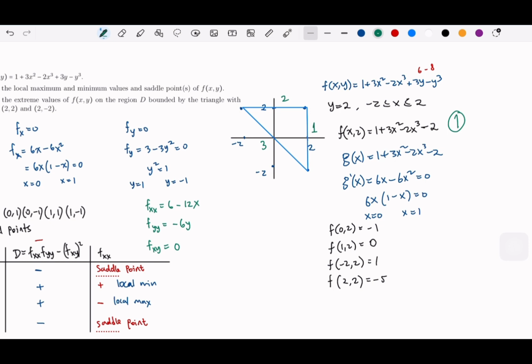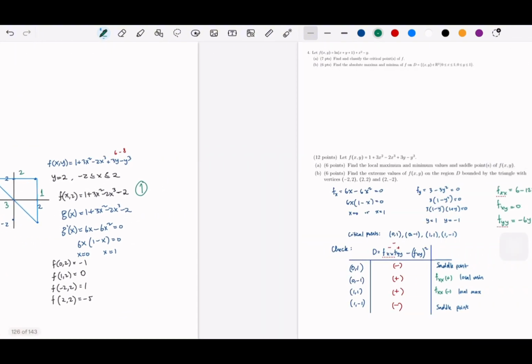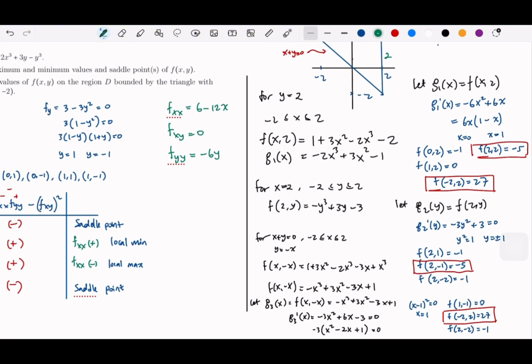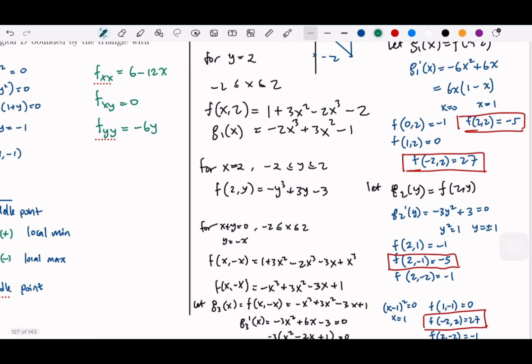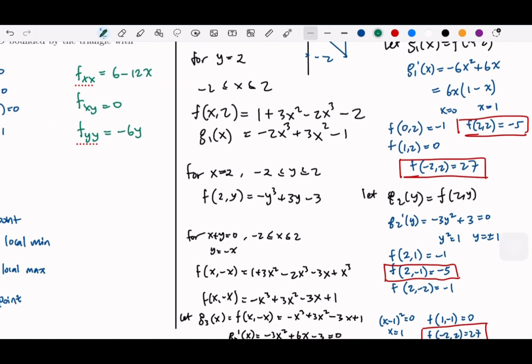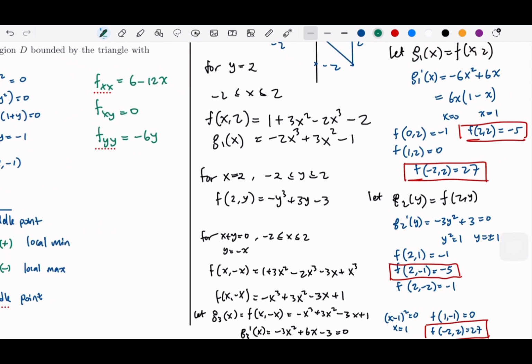The one that is maximum will be the absolute maximum, and the one that is minimum, the absolute minimum. Let me skip some process and give you the final answer. I will show you the process here. Oh, it's actually 27. I made a mistake in the script. It should be 27.